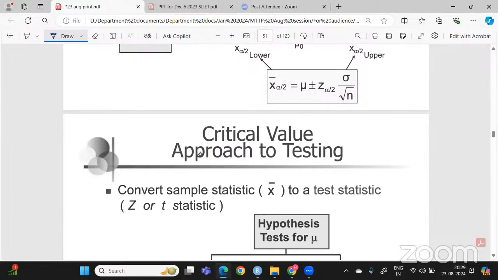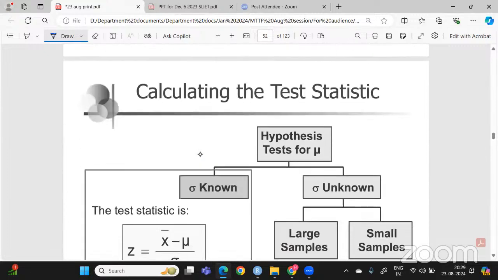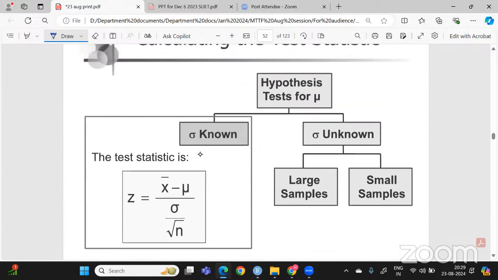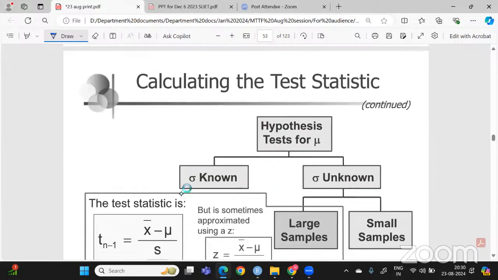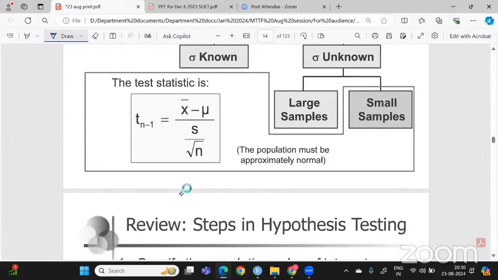So let's do one example. This example says that we want to test the mean, and sigma is given to me. So in that case, the form of the test statistic is this one. And we compare this value of Z with the tabulated value. So for the two-sided test, if the mod of Z is greater than the tabulated value Z alpha by 2, then we reject the null hypothesis. So see the example.